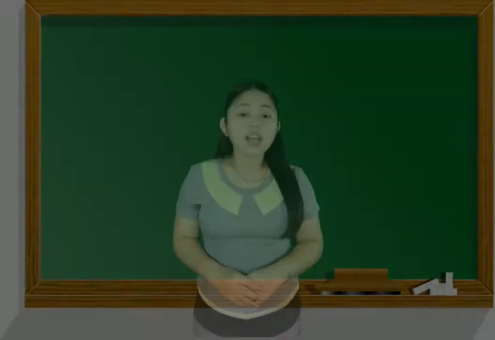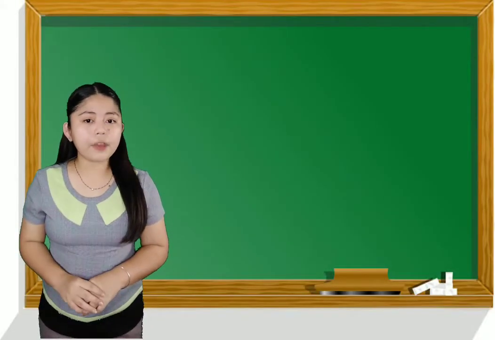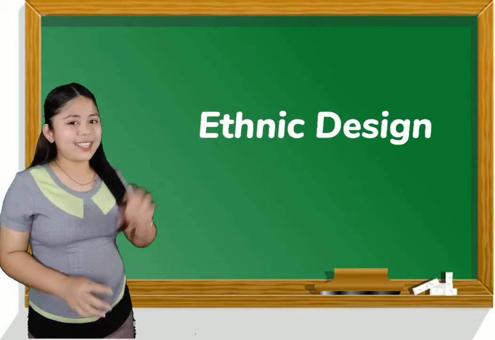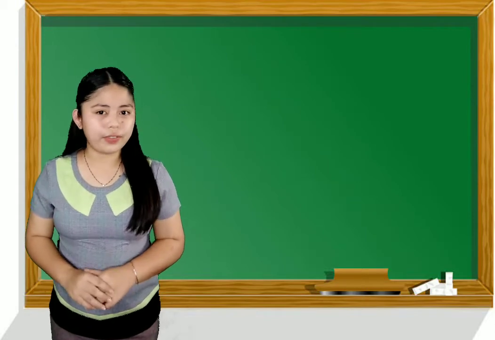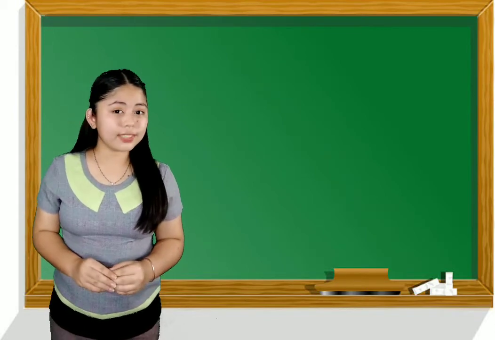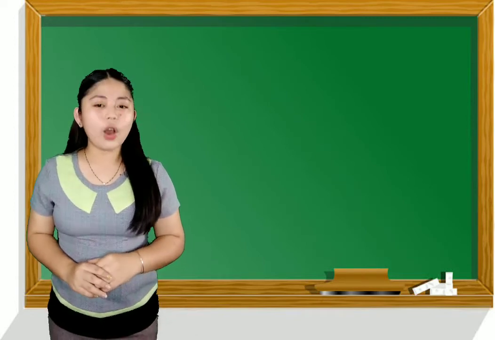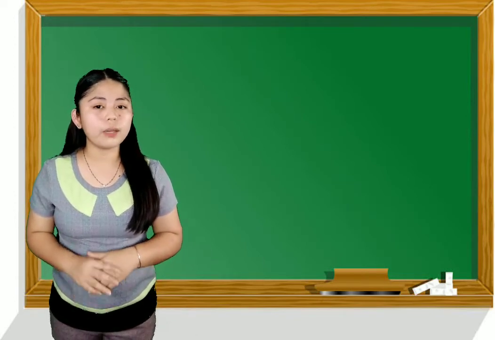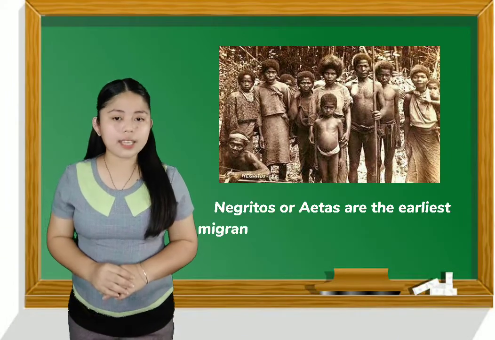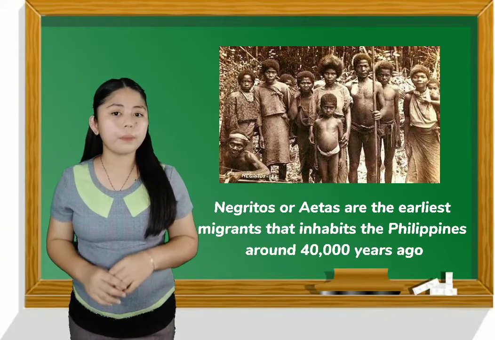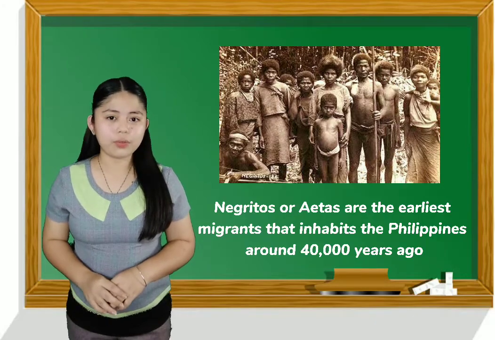Okay, very good. So now class, let me introduce to you our new topic for today. Do you have any idea about our topic for today? Okay, very good. Our topic for today is all about ethnic design. Do you know what is the oldest culture that exists here in the Philippines? Do you have any answers? Okay, the oldest culture here in the Philippines is the Negritos or Aitas. The Negritos or Aitas are the earliest migrants that inhabited the Philippines around 40,000 years ago.